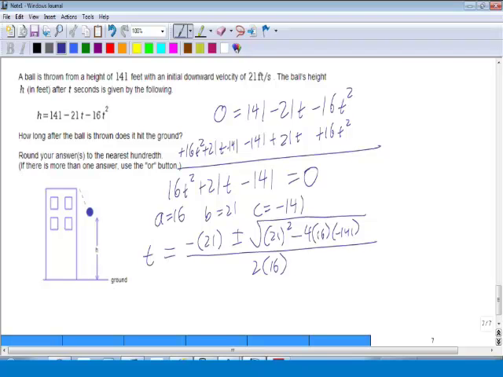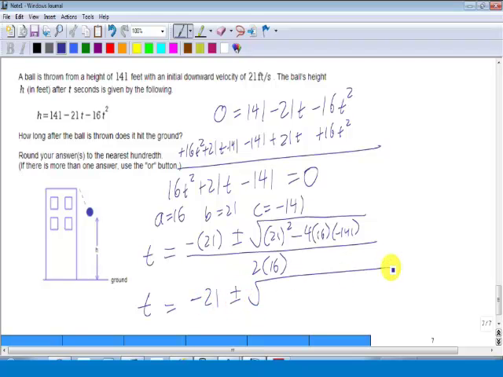Now, if we were to calculate the discriminant at this point, I think we would find that there are going to be 2 real solutions to this equation, but I think only one of them is going to work for us because we need the time to be positive. It's not going to make sense to go back in time for this particular example. We're going to need the time to be positive. So let's see if we can get at least one positive solution.